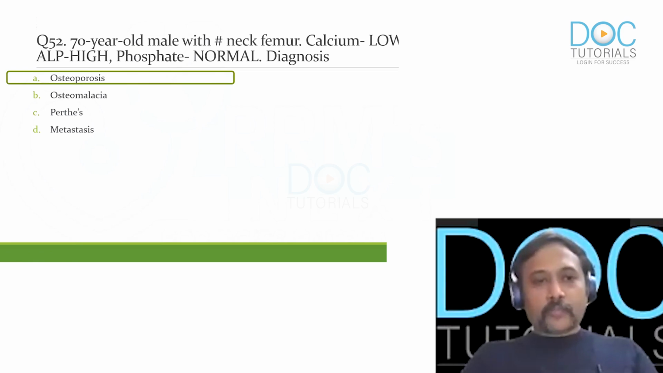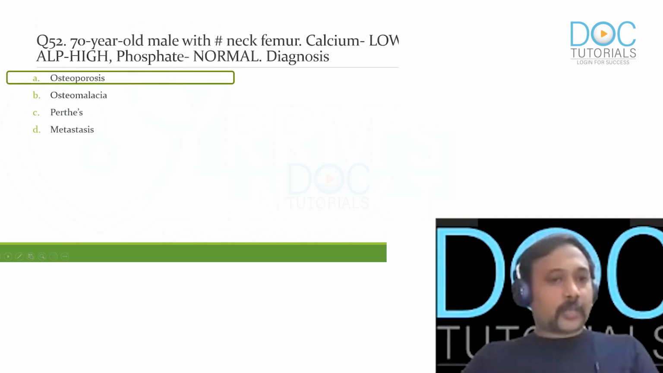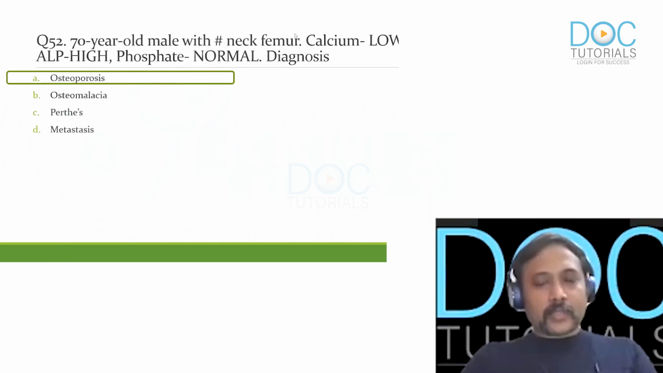So again, you find that in your osteomalacia, you will have a low calcium. In osteoporosis, the calcium is going to be low or normal. Both can be there. And in metastasis, again, you will find that the calcium is high. So that is why we have two possible answers for this question. It is either going to be osteoporosis or it is going to be metastasis. In metastasis, it is very unusual to find the low calcium again. You will usually get a hypercalcemia.